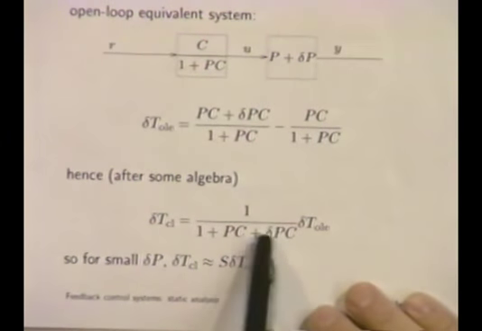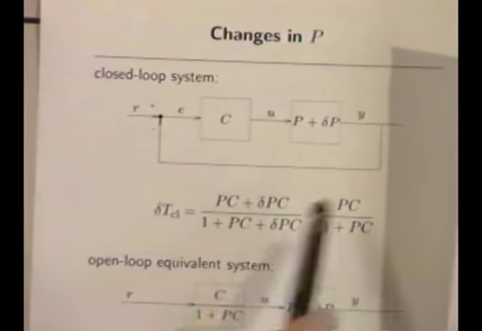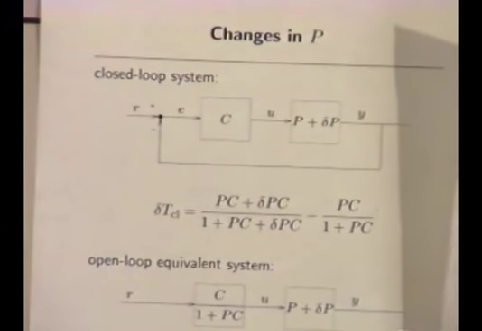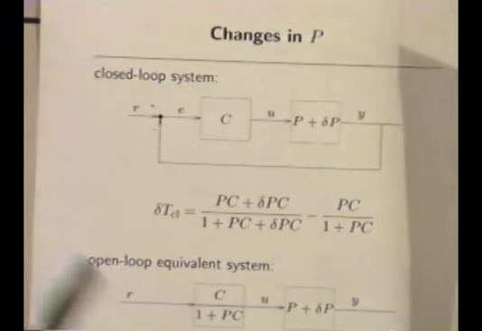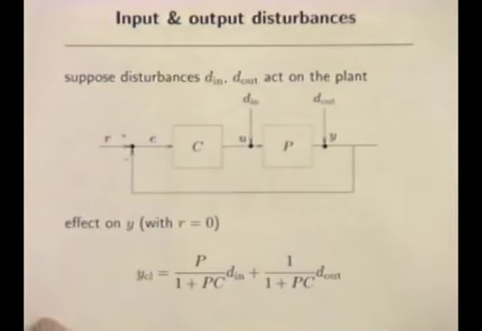And that's for a small change in the plant. You get that. So again, this is to be expected. It says basically that this system handles changes in P if S is small, if the loop gain is large, far more gracefully than the open loop equivalent system. You can work out the response to input and output disturbances.